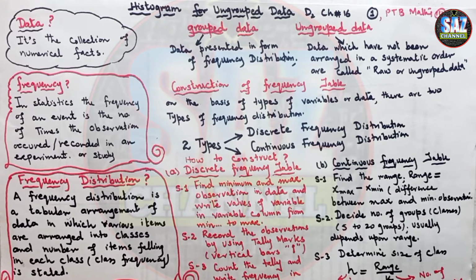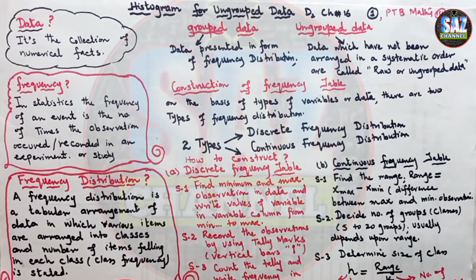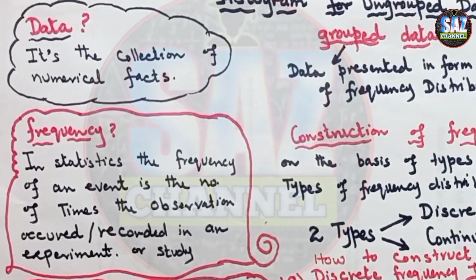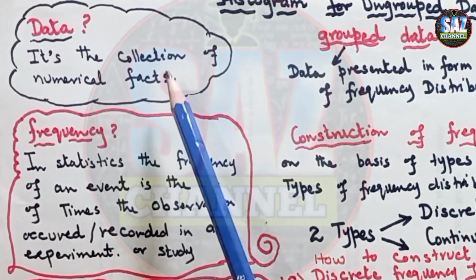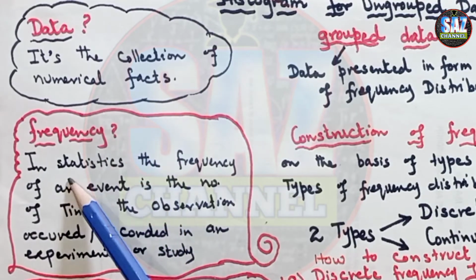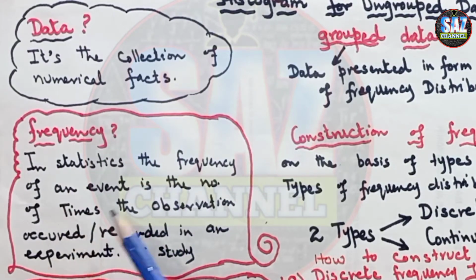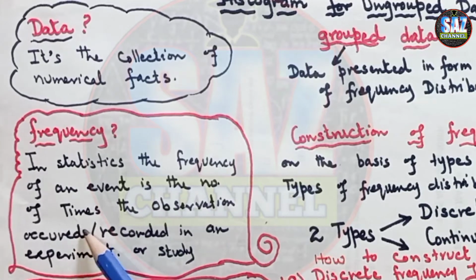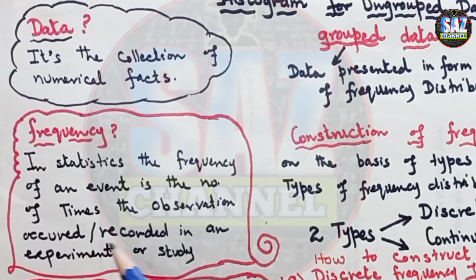Same here, before moving to the histogram, there are many small concepts that I feel as a teacher my students have to be clear about. The first question that comes into the mind is, what's data? Data is the collection of numerical facts. And then frequency. In statistics, the frequency of an event is the number of times the observation occurred or was recorded in an experiment or study.